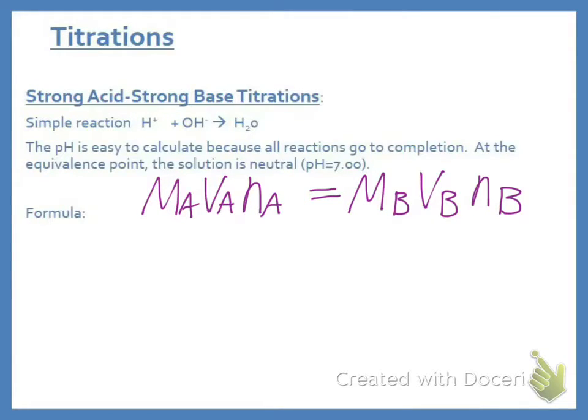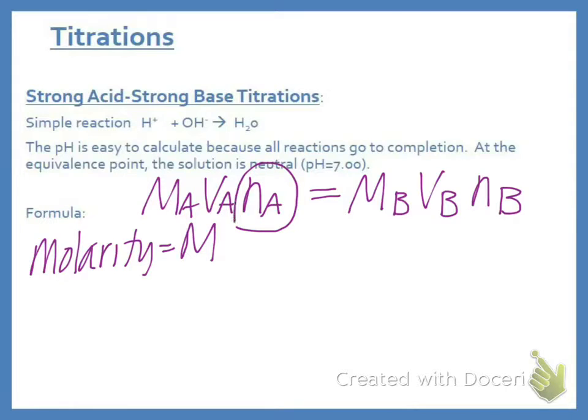Okay? What do you think the A stands for? Acid. B? Base. Okay, what's M? Molarity. Remember, we're talking concentrations, we're talking molarity. So M is molarity. Volume. That's right. V is volume. Here is the difference, are these right here that you got to worry about.